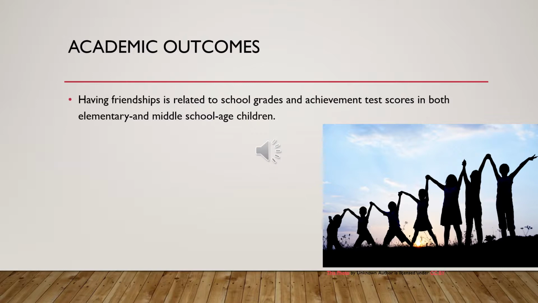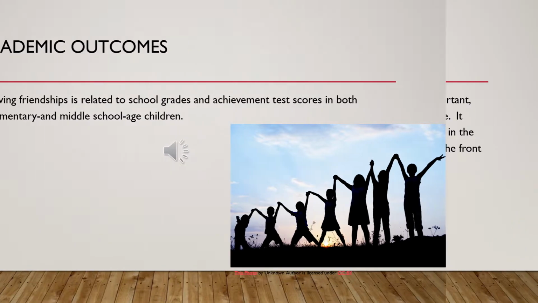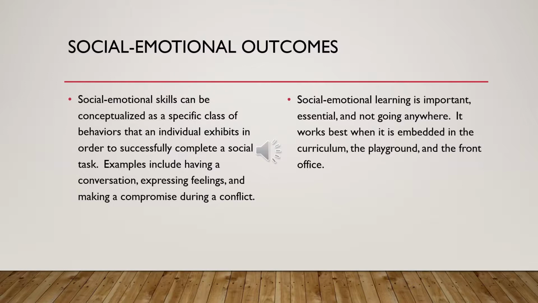How does social emotional learning affect academic outcomes? Our textbook states that having friendships is related to school grades and achievement test scores in both elementary and middle school children. With the emphasis on test scores and our own desire as teachers to ensure that students learn, it is important to help students develop their friendships and other social emotional skills. Research has established that SEL has positive academic outcomes.